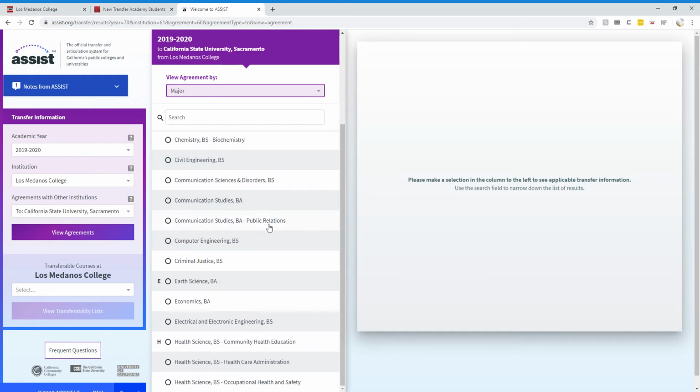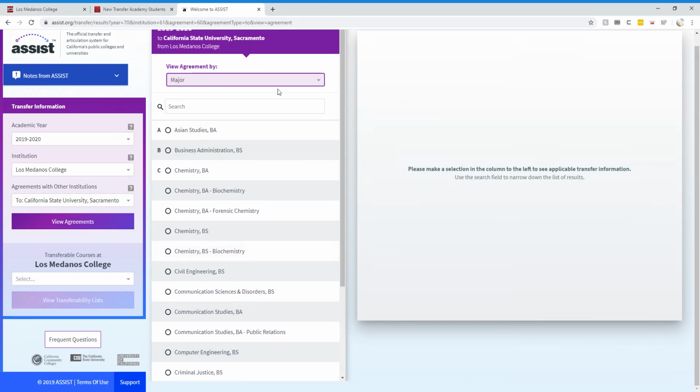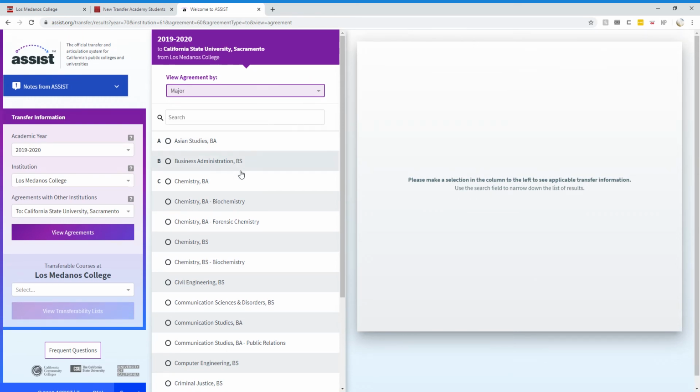Now, Assist won't always have all of the majors down, but don't freak out. It doesn't mean that your school doesn't have your major. It just means that either it's not updated or maybe it's a new major at the school. So I would suggest looking at the campus's website to see if they really don't have your major on there, but they more than likely would.